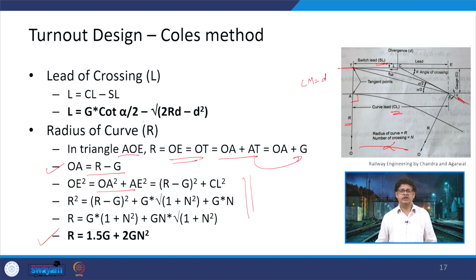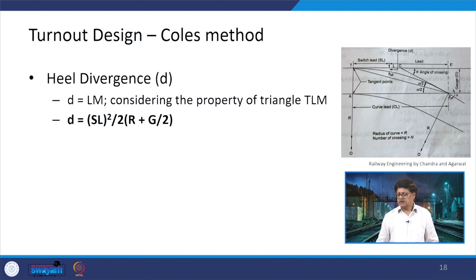You know the value of n because angle alpha is known to you, and G is already known because the type of the track is known. So, we can calculate easily the value of R. And lastly, the value of D can be calculated, which was nothing but LM, and this is given by SL square divided by 2 into R plus G by 2. This is again from the geometry of the triangle.